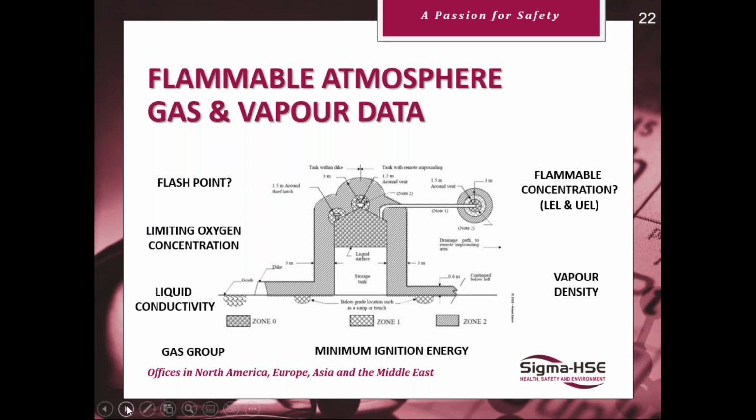And with vapor density, does the material fall or rise? If it falls, you've got a problem along the ground. If it rises, then you've got a problem in the roof space. And the minimum ignition energy, as I said, again, normally for gases and vapors, this is below 1 millijoule.